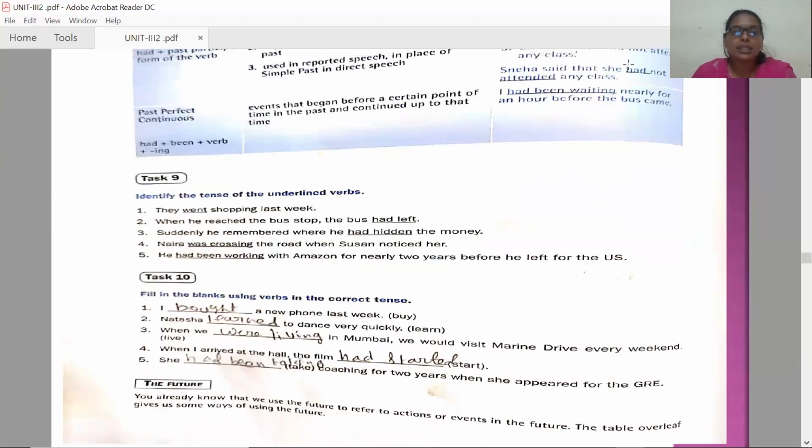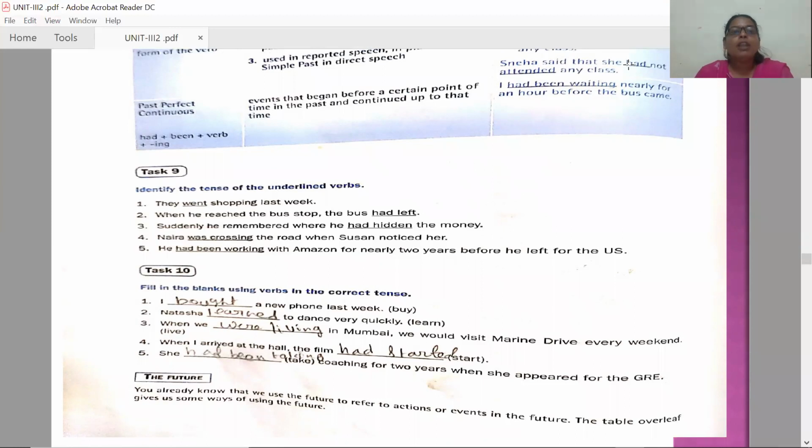Now let us see the examples. They went shopping last week. This is in simple past tense. When he reached the bus stop, the bus had left. Past perfect tense. Suddenly he remembered where he had hidden the money. This is in past perfect tense. Naira was crossing the road when Sushan's mother noticed her. Was crossing. Past continuous tense. He had been working with Amazon for nearly 2 years before he left for the US. He had been working, a past perfect continuous tense.